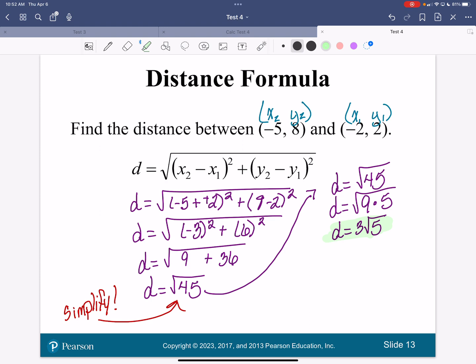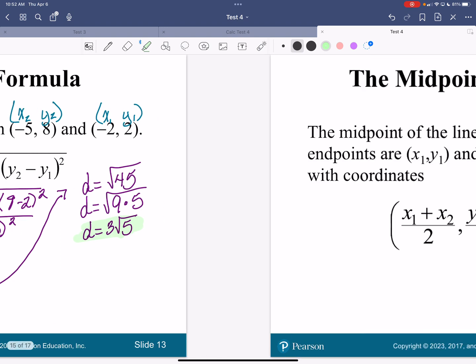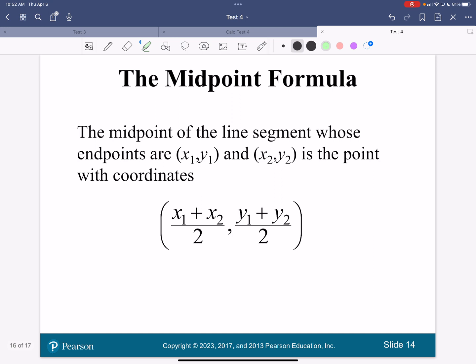Our next one, this is the distance formula. So the next formula we're going to look at is the midpoint formula. Okay, here we go. The midpoint of the line segment whose endpoints are x sub 1, y sub 1, and x sub 2, y sub 2, is the point with coordinates.